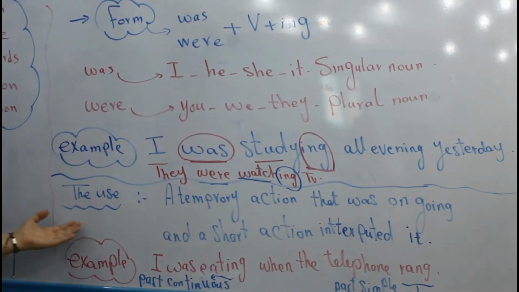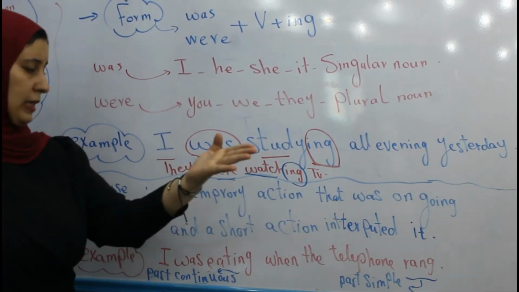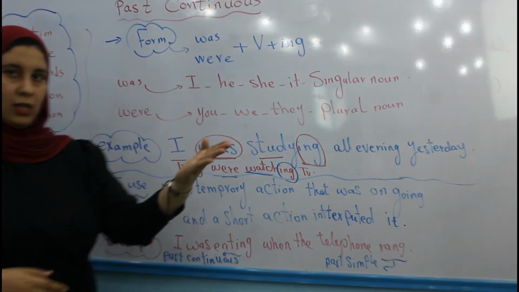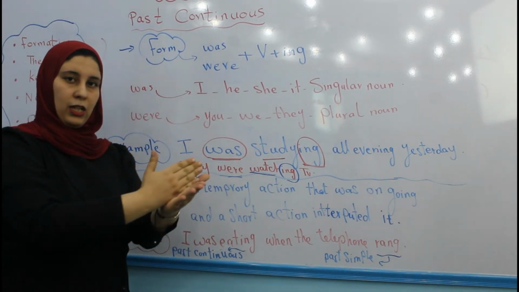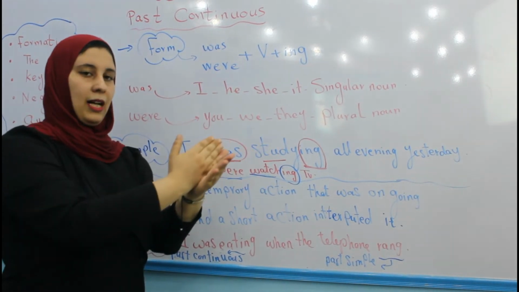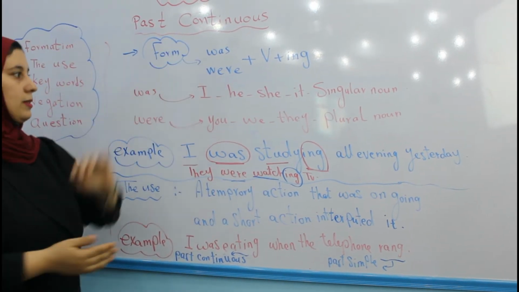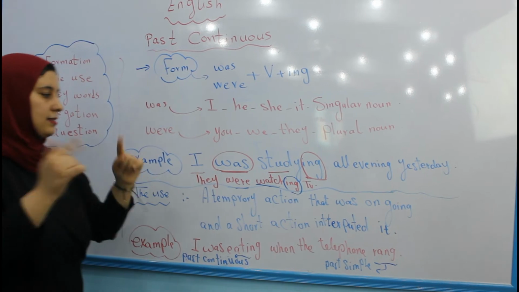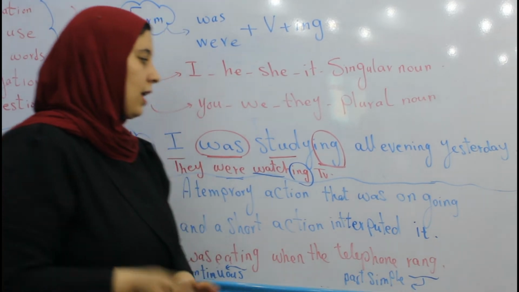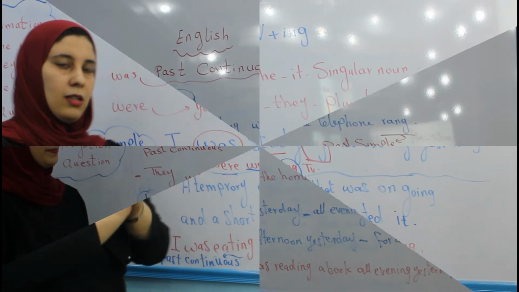When should we use past continuous? We use past continuous to talk about a temporary action that was ongoing and a short action interrupted it. Something was happening, then another action came and interrupted. The first action is past continuous, and the second action is past simple. Next time we will talk about past simple.